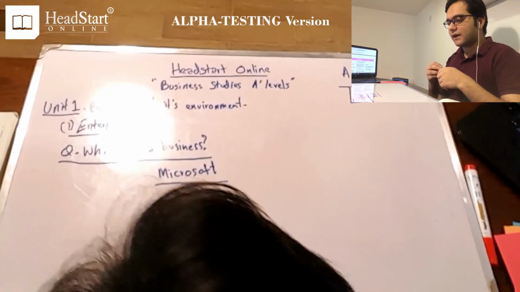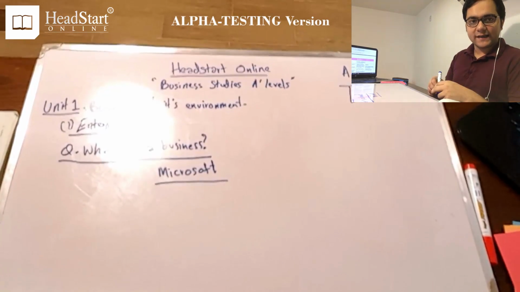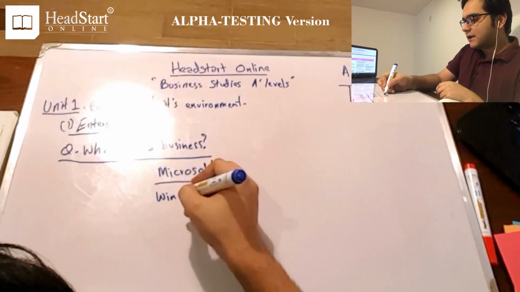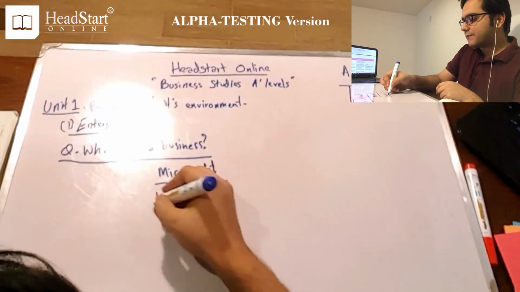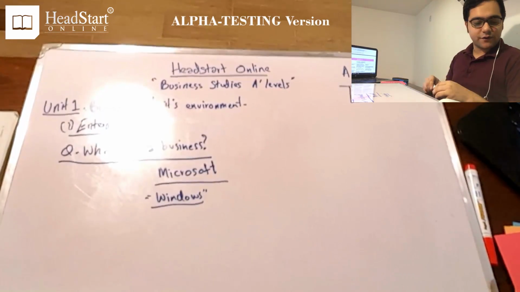Now, Microsoft is an organization. First, take a second to think about what Microsoft's product is. And of course, the first thing you're going to come up with is Windows. Obviously, they have a ton of other products as well, but let's focus on Windows for now.